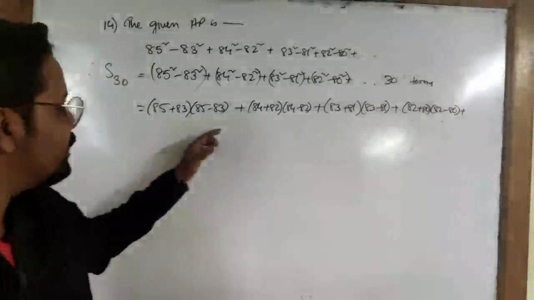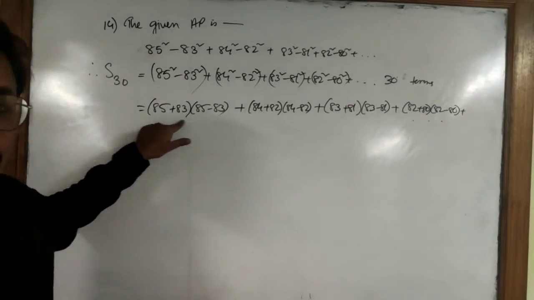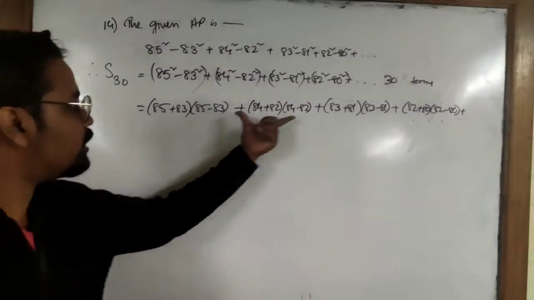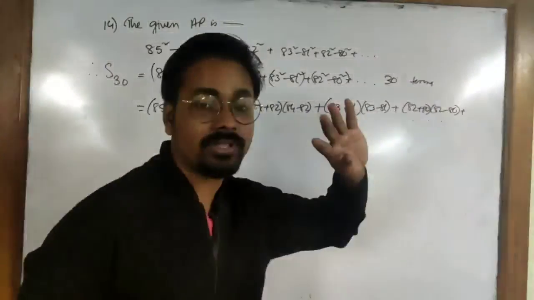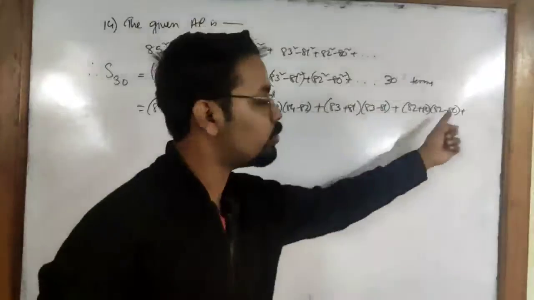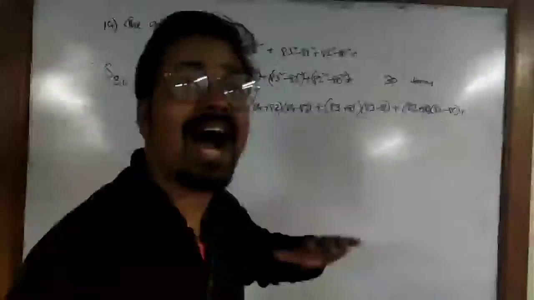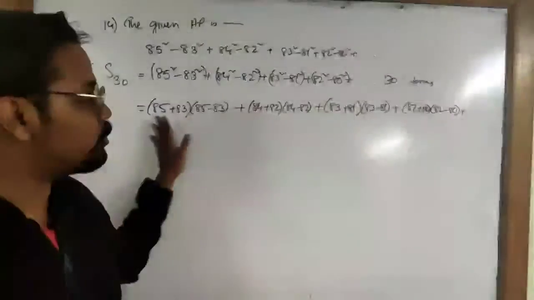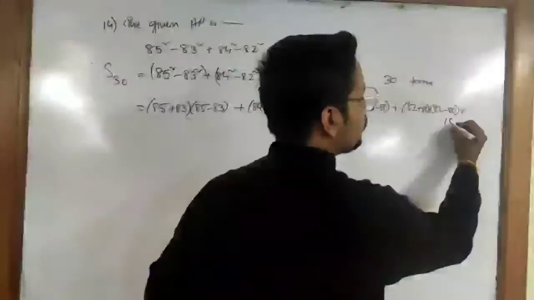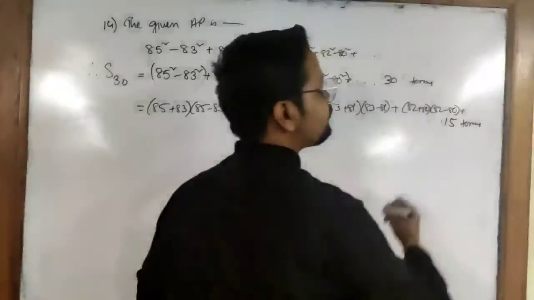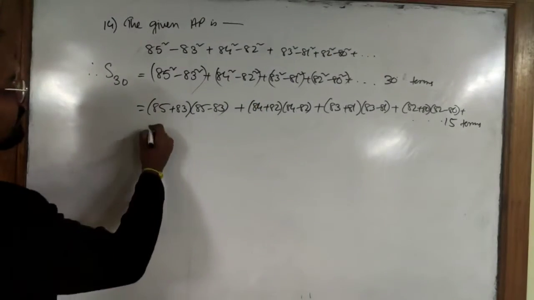Now if you check, each pair has become a product, and a product is a single term. So this is 1 term, 2 terms, 3 terms and 4 terms. So 8 terms have converted to 4 terms because we have made them products. That means 30 terms will also reduce to half of that. 8 has converted to 4, so 30 will reduce to 15 terms. Okay. So what is the value here?